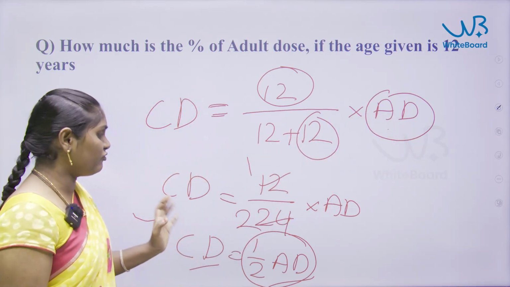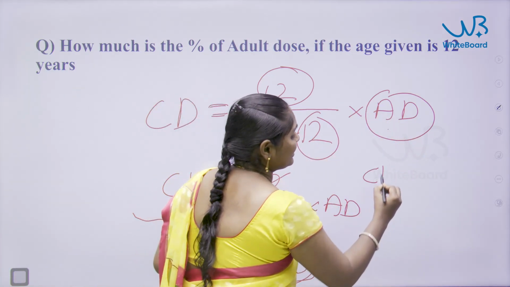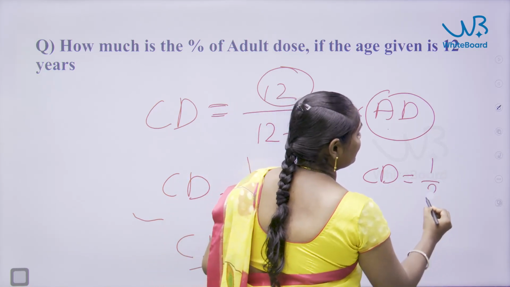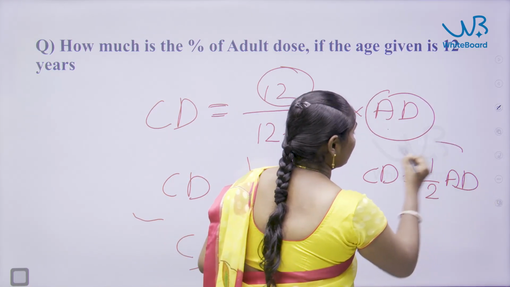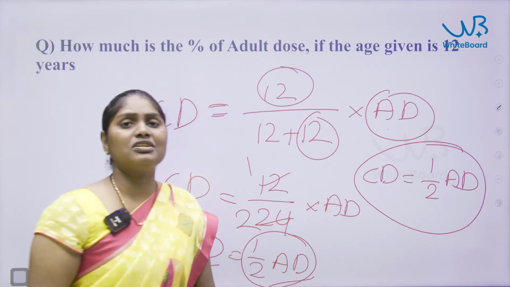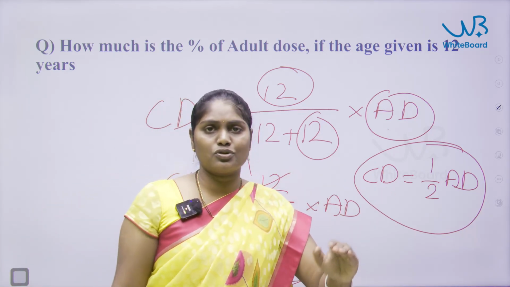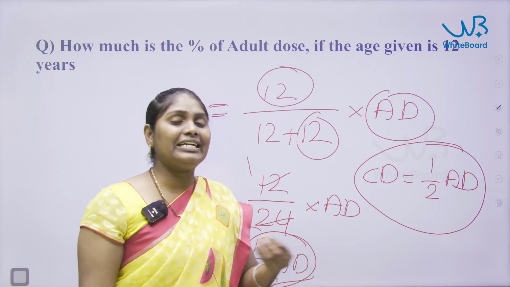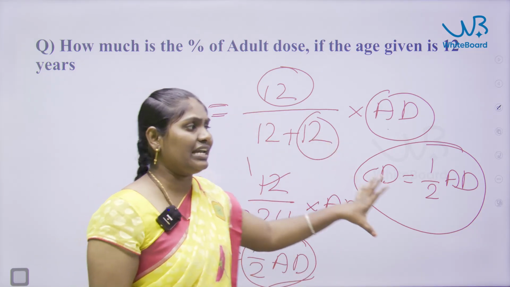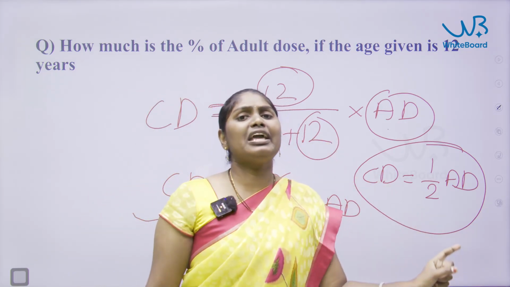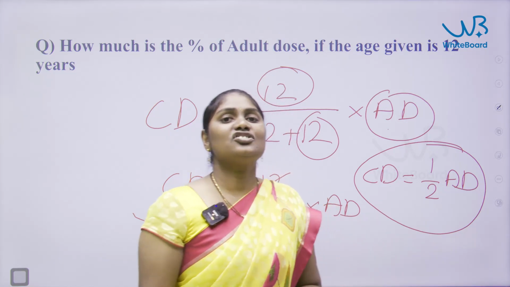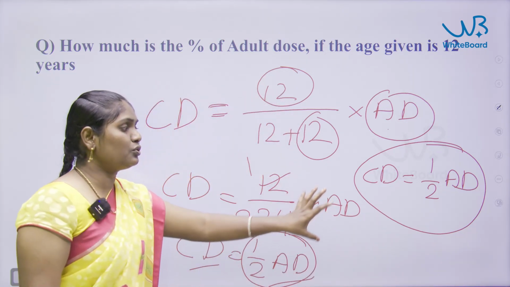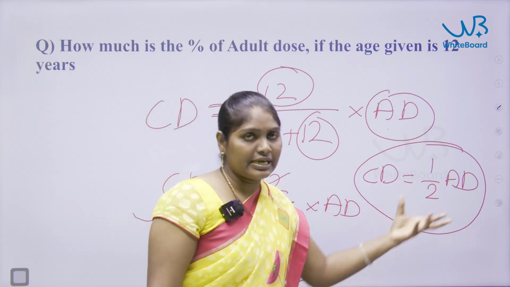So this is simply a formula. A simple calculation: the child dose is equal to 1 by 2 of the adult dose, half of it. Suppose the adult dose is 100 mg. Without calculating, if the age is 12 years, you can tell it as 50 mg. Half of it will be your child dose. I gave you this just for knowledge's sake.